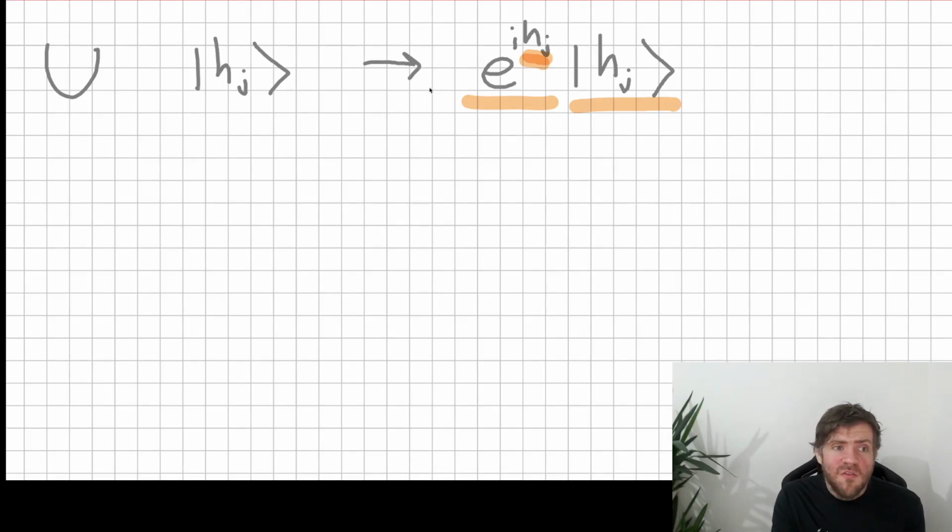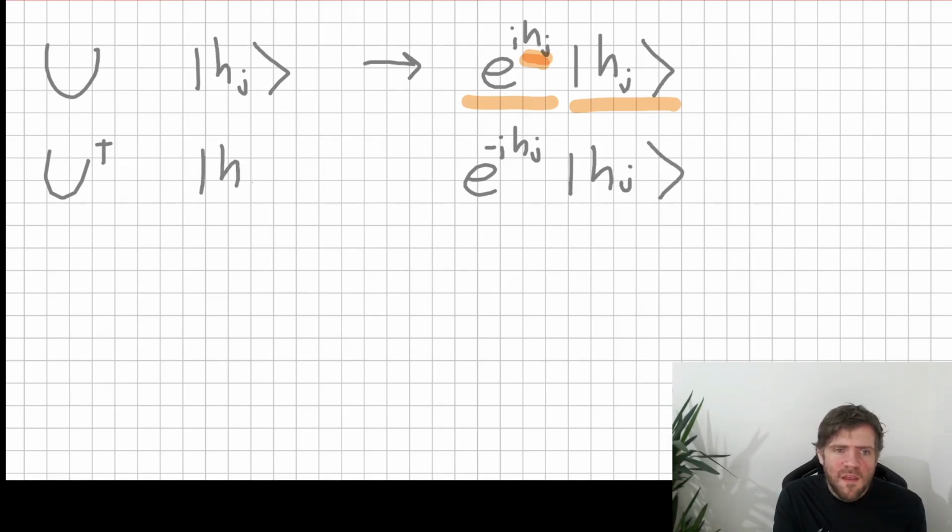So this also shows us how U dagger U comes out as identity, because for U dagger the effect is to give us the complex conjugate of the phase, and everything else is the same. It's the same eigenbasis, and it's the same Hj. It's just we are putting a minus in there to take the complex conjugate.